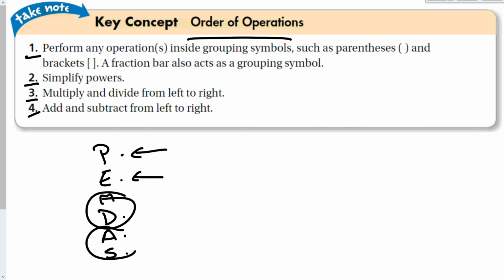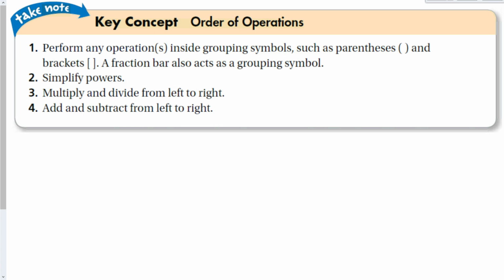However, multiplication and division and addition and subtraction go together. Okay, so multiplication is not more important than division, even though it comes first in my acronym. When we see multiplication and division, we're always going to go from left to right. Same thing with addition and subtraction, we're always going to go from left to right. And we want to make sure that we don't make multiplication more important than division and addition more important than subtraction.